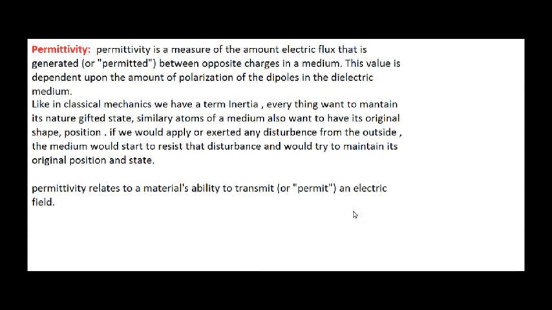There are many people who say that permittivity is just a constant, a convergent constant between the two unit systems, the SI system and the Gaussian system. But here I'm going to define permittivity in a different way, with a different concept.